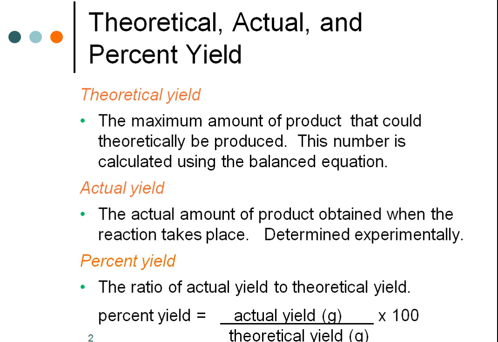Let's be honest. The percent yield, though, is a ratio then of the actual to theoretical, and it's just that actual divided by theoretical multiplied by 100. Of course, it's a percent, so it'll have a percentage at the very end of it.